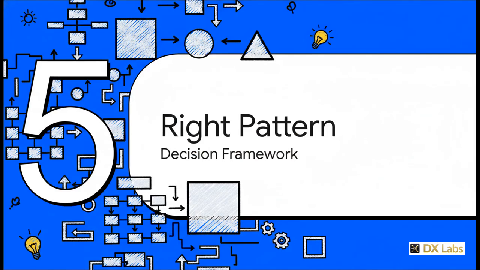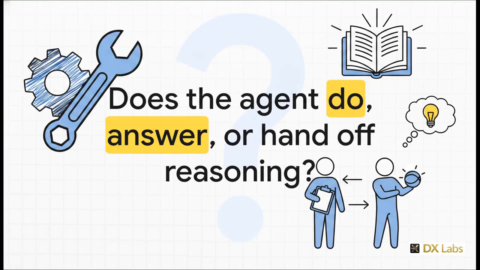Section 6, selecting the right pattern. Let's bring all these logic blocks together into the actual decision framework you're going to use on the test. This one single question dictates your entire starting path. Doing points you immediately to tools. Answering points you straight to knowledge sources. And handing off points you directly to agents. Once you lock in that category, you just narrow it down based on the specific system constraints.